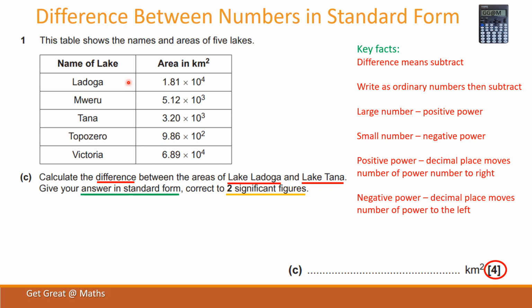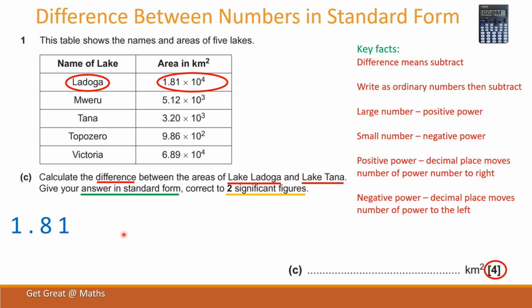Well done. So first of all, we're going to identify the top lake. We've got the number 1.81 times 10 to the power of 4, and we're going to write this as an ordinary number. I start with the digits 1.81. Now this decimal point has got to move to the right because the number is a large number, to make the number bigger.